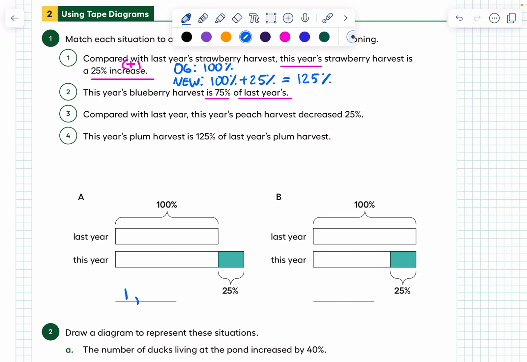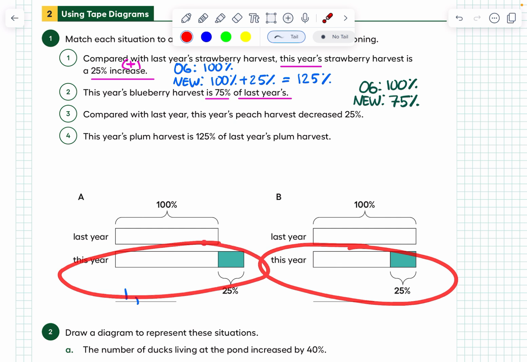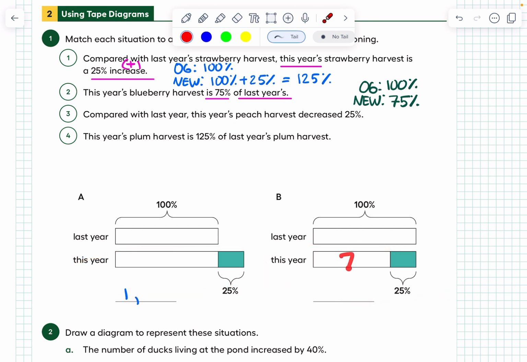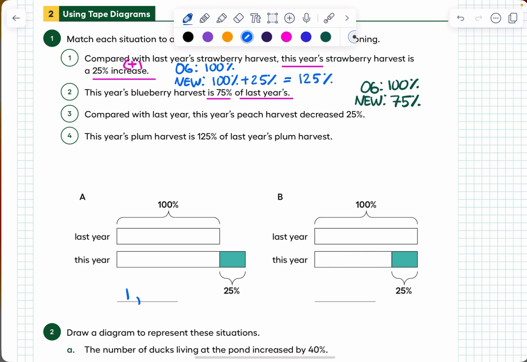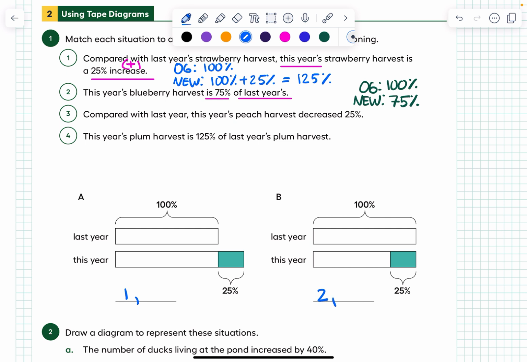So this one here, I would have the OG at 100%. And then this year, the new year, it doesn't say a 75% increase or more or anything. It says it is 75%. So it's just 75% right there. If you look at diagram A and B regarding this year, which one of these represents 75%? Well, it would be diagram B. So this one matches up right there.